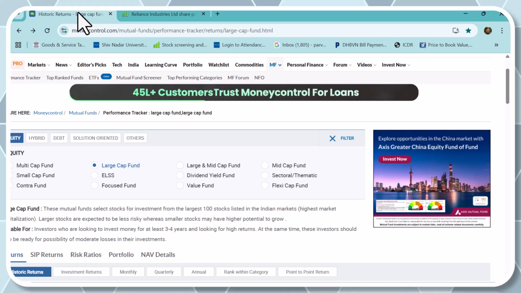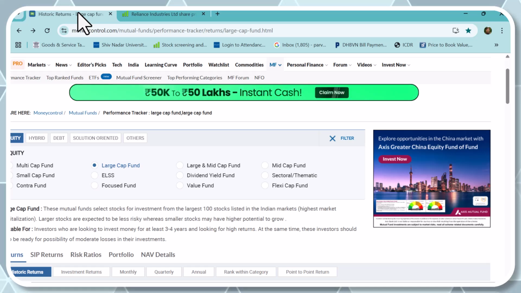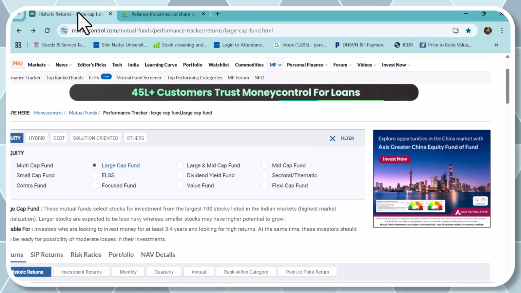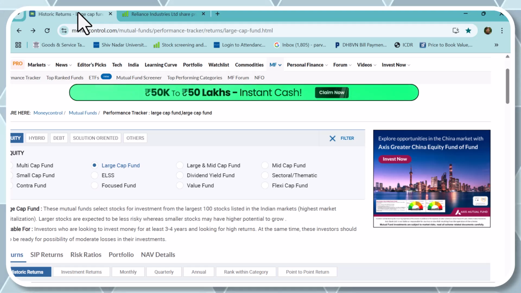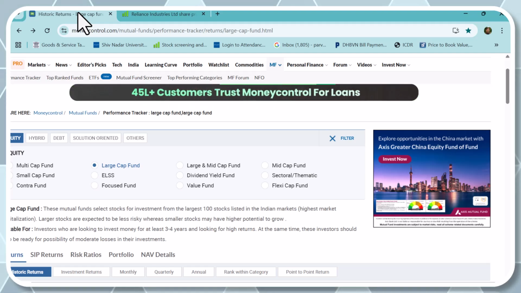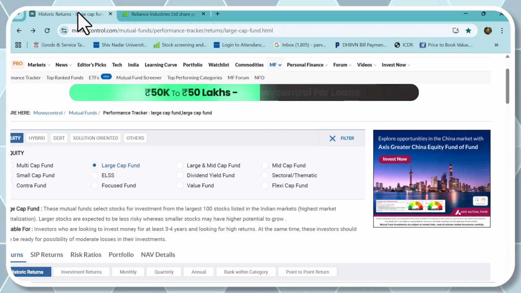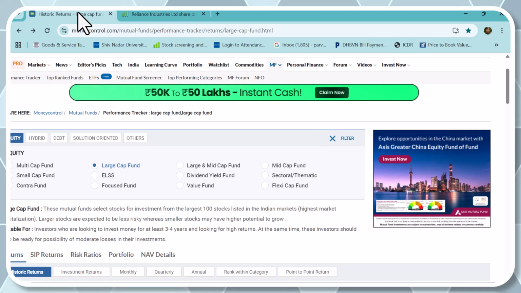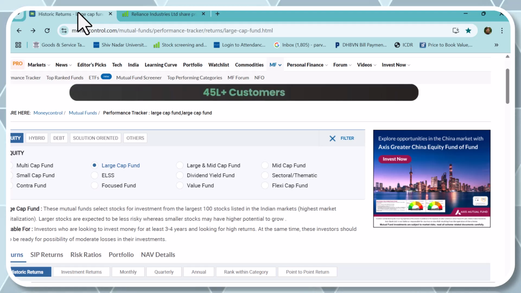Higher. Okay, and let's talk about an airlines company. Will it have a higher beta or lower beta? Higher beta. Okay, so let's talk about an FMCG company like Hindustan Unilever. Will it have lower beta or higher beta? Lower. Okay, let's talk about pharma companies. Will they have lower beta or higher beta? Lower beta. So it is basically the type of business which determines the beta.